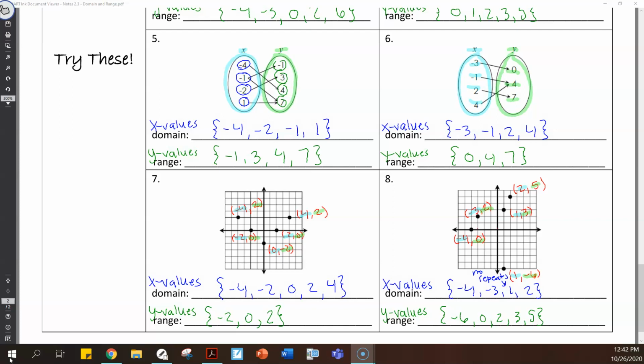Number 8, I needed to figure out my ordered pairs for each of these, so I've got -4, 0, -3, 2, 1, -6, 1, 3, and 2, 5. Then I look at all my x values to find my domain, which is -4, -3, 1, and 2. I don't want to repeat the 1, even though I have 2 points that have 1 for the x. That's okay, I only need to write it once. And then my y values, my range, gives me -6, 0, 2, 3, and 5.